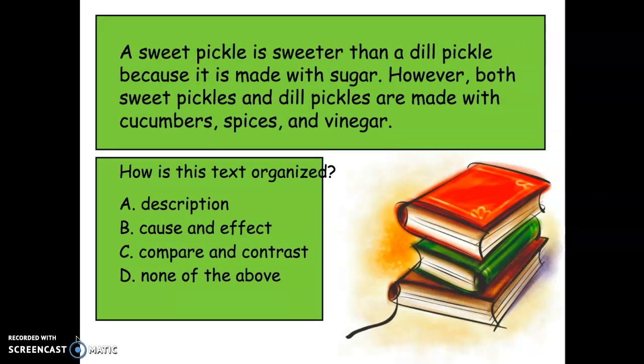Next, a sweet pickle is sweeter than a dill pickle because it is made with sugar. However, both sweet pickles and dill pickles are made with cucumbers, spices, and vinegar. How is this text organized? Is it A, description, B, cause and effect, C, compare and contrast, or D, none of the above? Please pause the video for a moment to consider the appropriate answer.